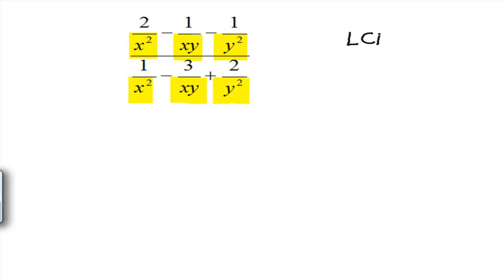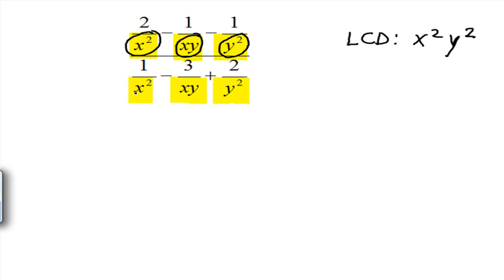So LCD. For the numerator, I know I need an x squared. And then I'm looking at this next one. It's xy. I already have an x here in the x squared, so I just need to put a y on there. And then for the last one, I need a y squared. I already have one y, but if I square it, then I have enough. I have x squared, y squared, then for my common denominator. That will work for all 3 denominators in my numerator.